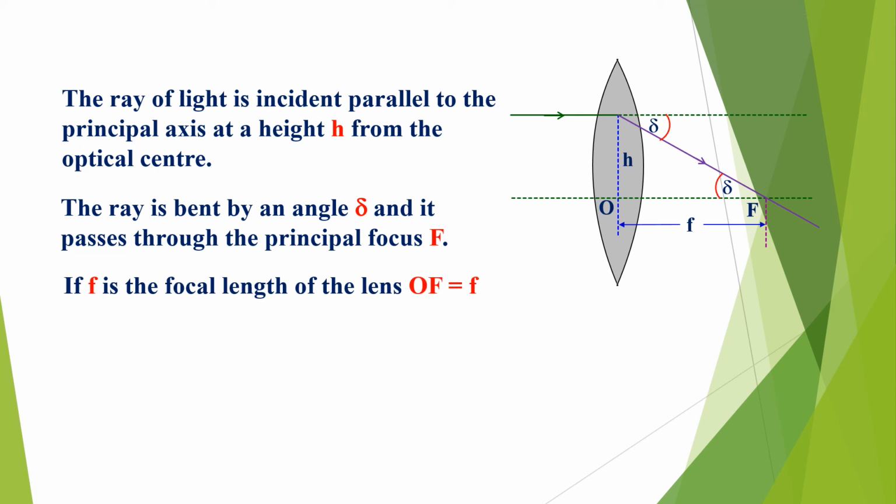If f is the focal length of the lens, OF becomes f. From the figure, tan delta can be written as h divided by f. If h is equal to 1, then tan delta is equal to 1 by f. For small angles, delta is equal to 1 by f. Hence, the power of a lens is P equal to 1 by f, where f is the focal length. So the reciprocal of focal length itself is power.